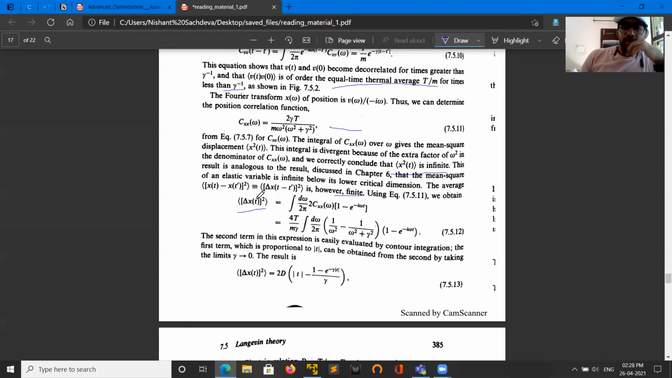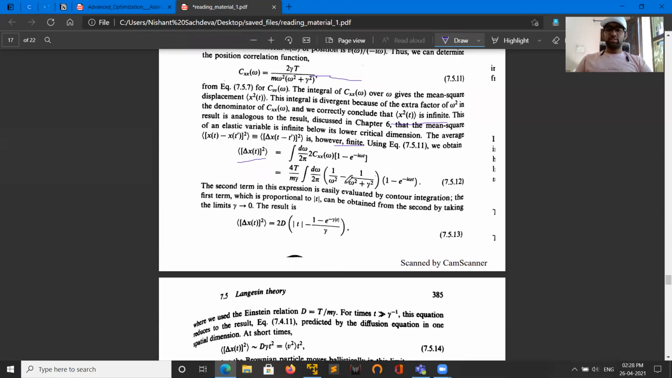this delta x squared as the integral of d omega by 2 pi into 2 CXX of omega times 1 minus e to the power minus i omega t. When we calculate the integral, we haven't done the technique part yet, but we substitute the value of CXX of omega, convert that into partial fractions, and we get the answer as 4T by m gamma, the integral over d omega by 2 pi of 1 by omega squared minus 1 by omega squared plus gamma squared, into 1 minus e to the power minus i omega t. Now the second term in this expression is easily evaluated by contour integration.